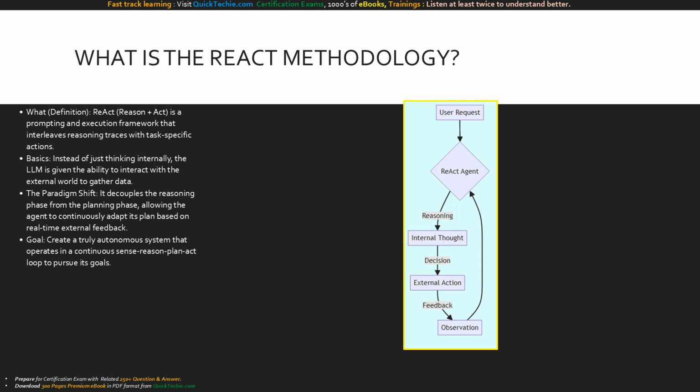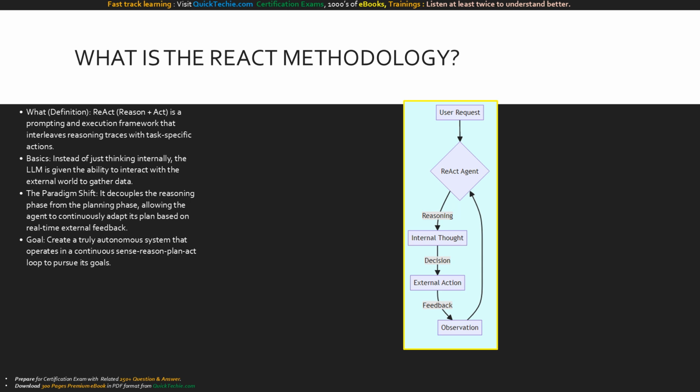Historically, large language models were seen as passive brains. You asked a question, and they relied entirely on their internal, pre-trained weights to give you an answer. ReAct fundamentally changes this paradigm. It stands for Reason plus Act. It is a framework that elegantly interleaves internal reasoning traces with external, task-specific actions.